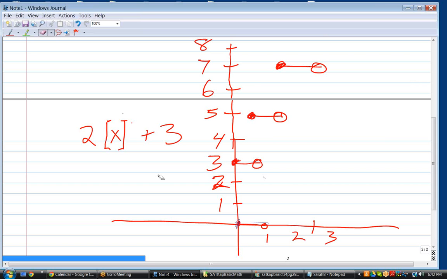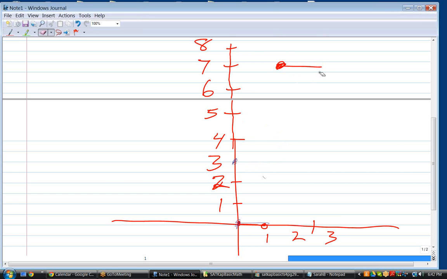Okay. What else do you have? Cool. Before I erase that. I have another one. Is it a greatest integer function also?